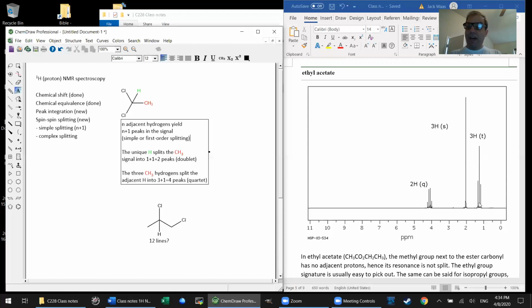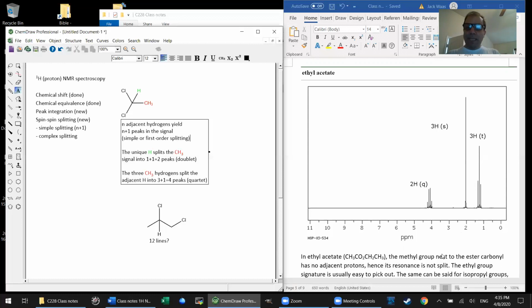And likewise, the methyl group on the end of the ethyl group is right around 1.2, 1.3 parts per million, very typical range for alkyl hydrogens. And again, notice that the methyl group that's attached to the carbonyl is right around 2 parts per million. 2 or 2.5 is very typical for protons of that type.